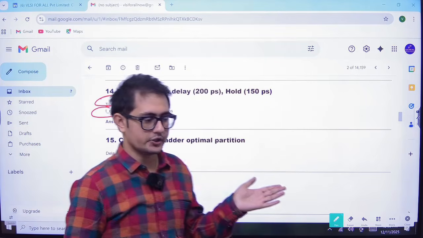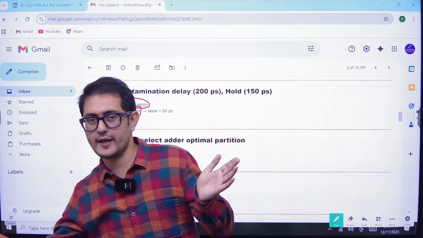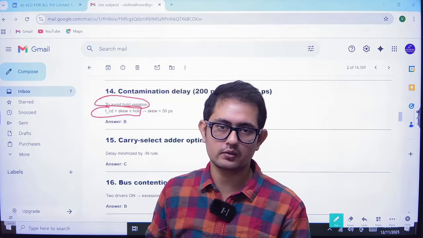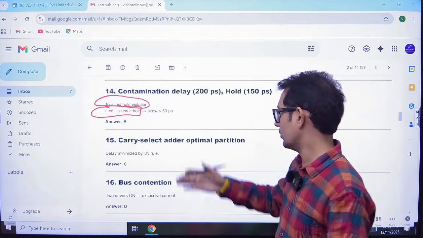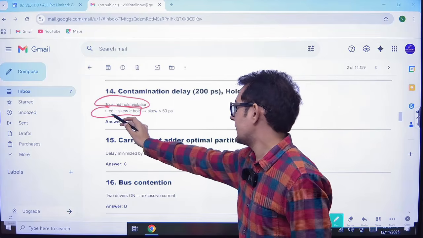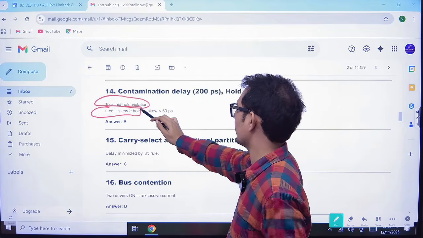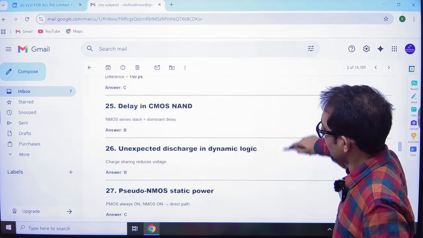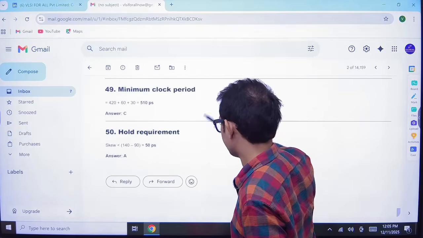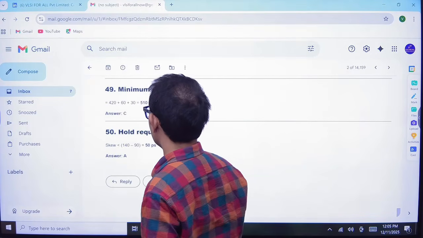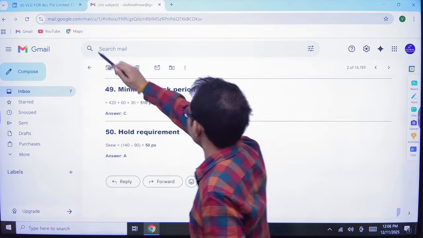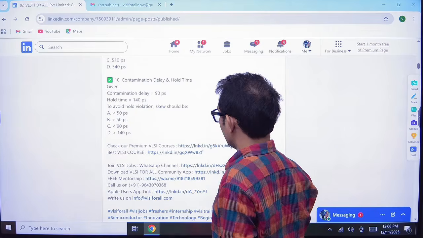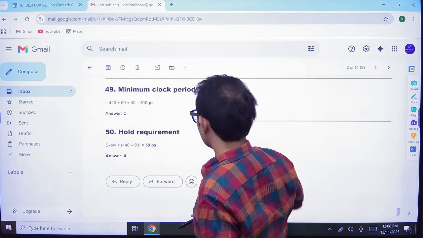We have a different condition for setup time, and a different condition for hold time. To avoid metastability, both should be satisfied, right? So this is the formula that they are using. Contaminated delay plus skew should be greater than the hold time, right? So this is the final answer, that skew should be lesser than, sorry, hold time minus contaminated delay. So answer is A. Yeah.